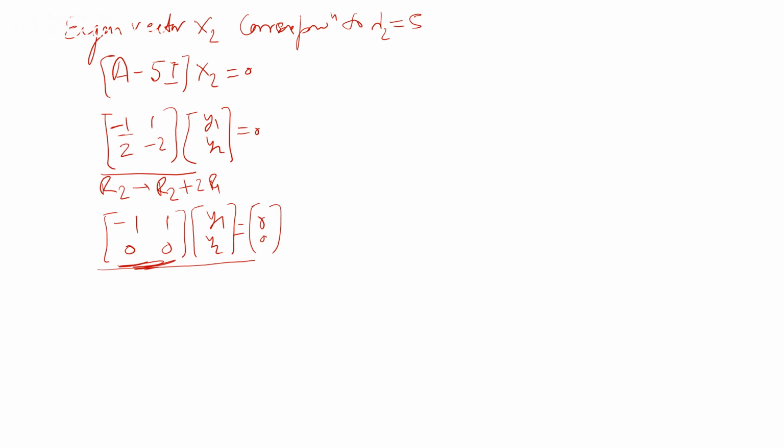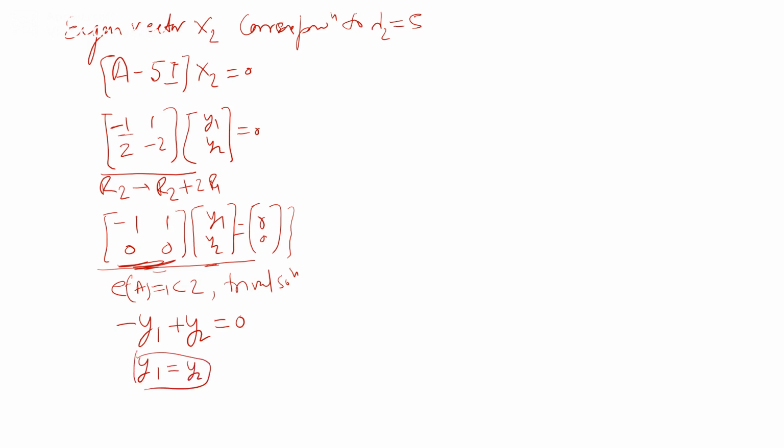So again, the number of unknowns is 2. Rank of that coefficient matrix is 1, less than the number of unknowns. So this system has a non-trivial solution. Now convert into the equation, that is y1 plus y2 is equal to 0. This implies y1 is equal to minus y2. So let's take y1 is equal to k, so we can say y2 is also k.